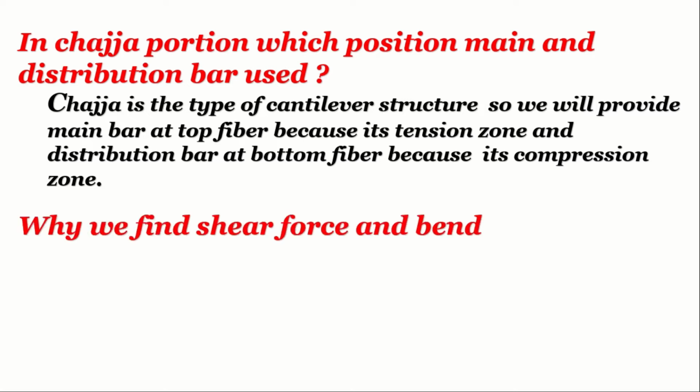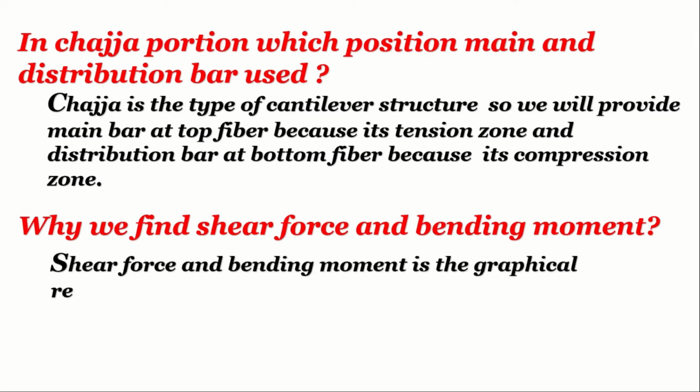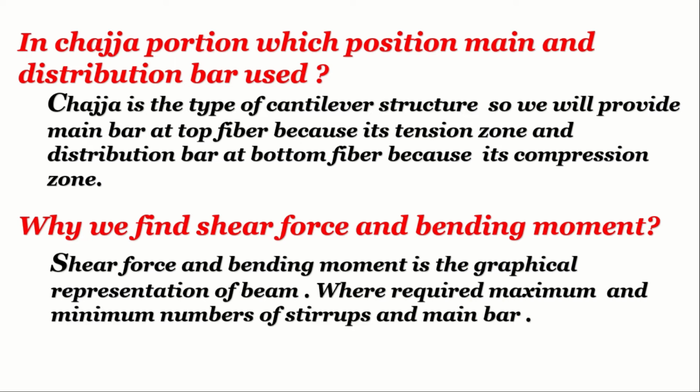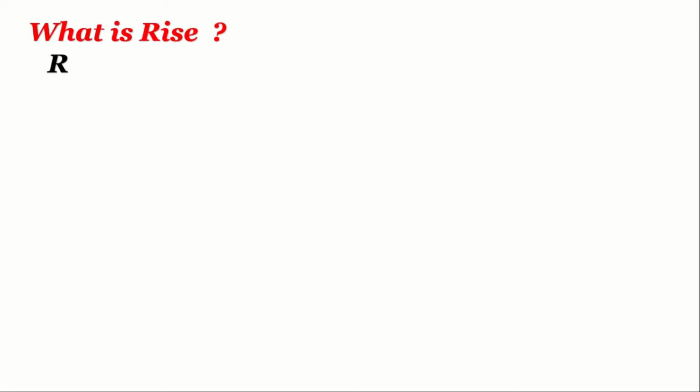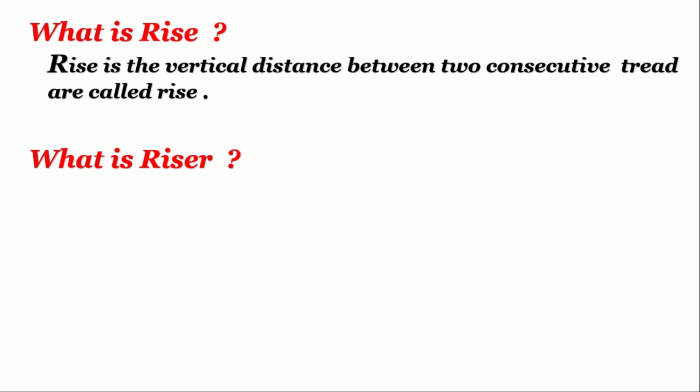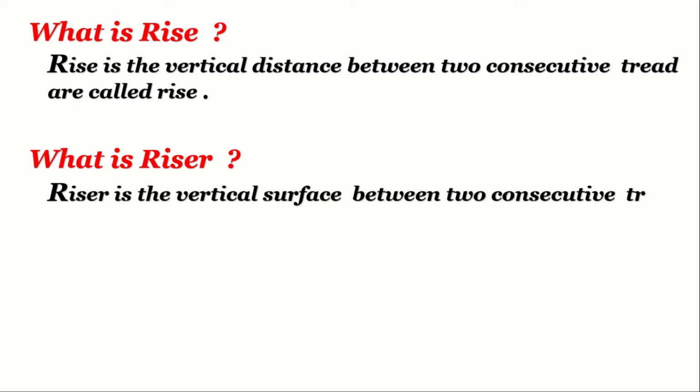Why do we find shear force and bending moment? Shear force and bending moment diagrams are the graphical representation of beam, where required maximum and minimum numbers of stirrups and main bar are shown. What is rise? Rise is the vertical distance between two consecutive treads. What is riser? Riser is the vertical surface between two consecutive treads.